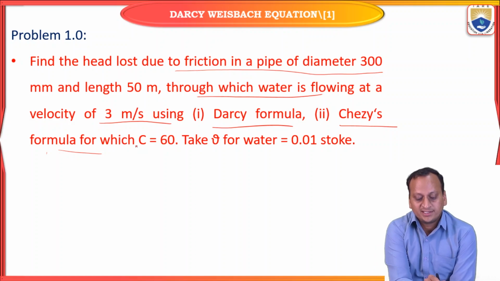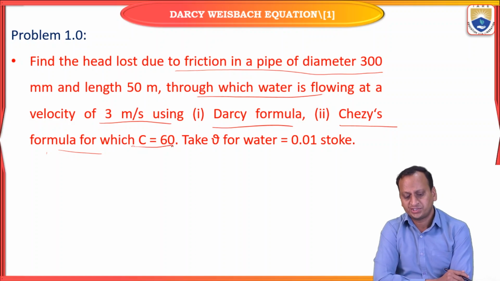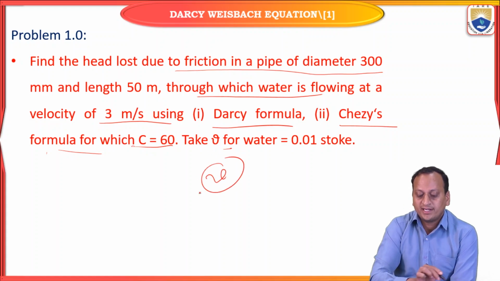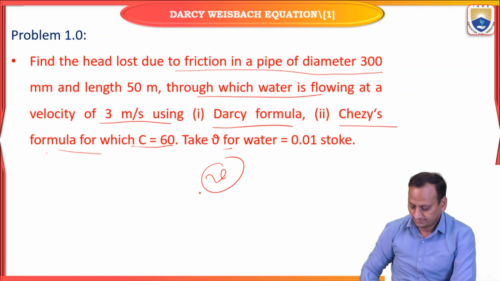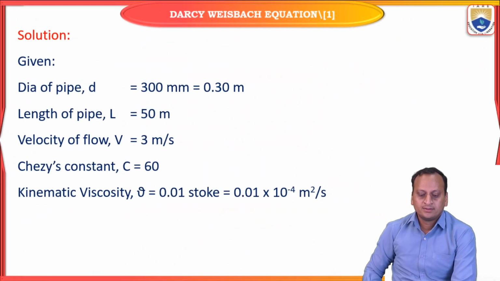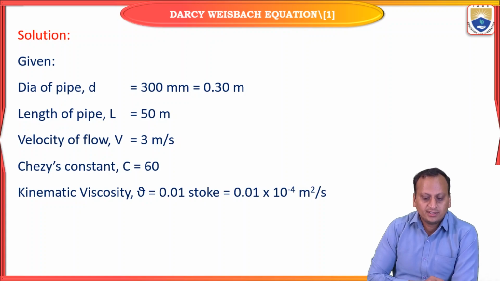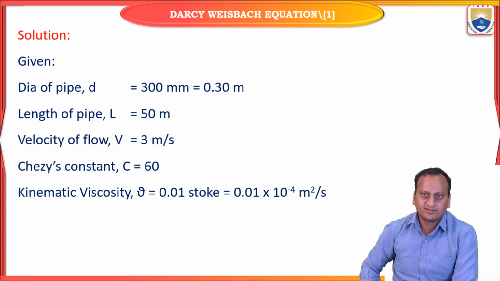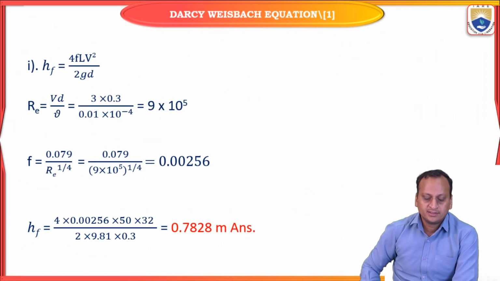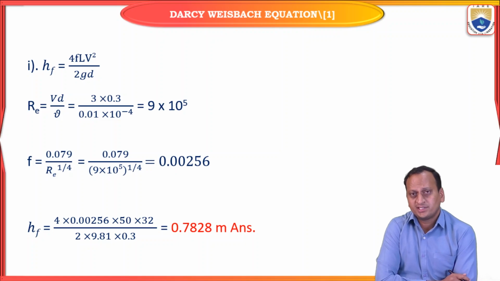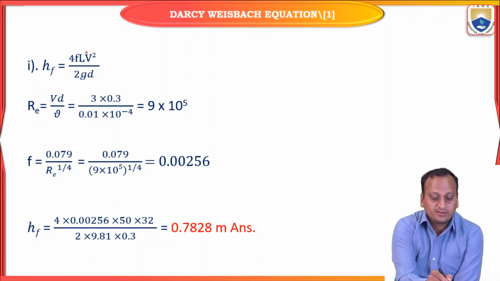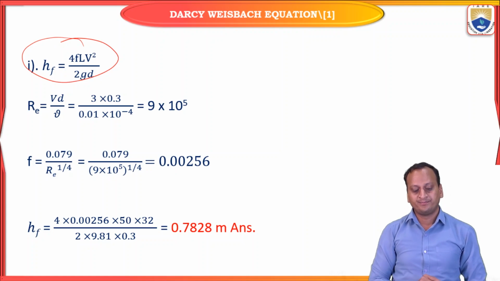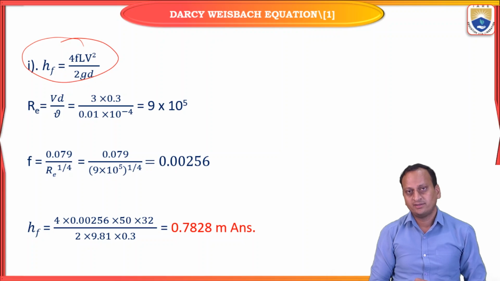Here Chezy's constant C is given as 60 and the kinematic viscosity nu is given as 0.01 Stokes. So this is the given information: diameter and length of the pipe, velocity, Chezy's constant and kinematic viscosity. We know the Darcy-Weisbach equation. The Darcy-Weisbach equation for major energy loss is hf equals 4fLV squared by 2gD. Here we have to determine the value of f.